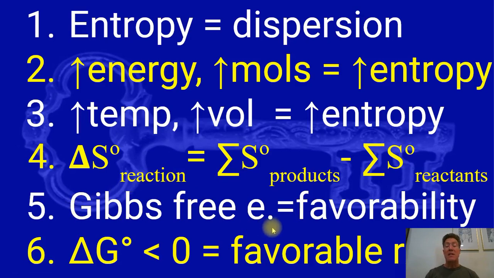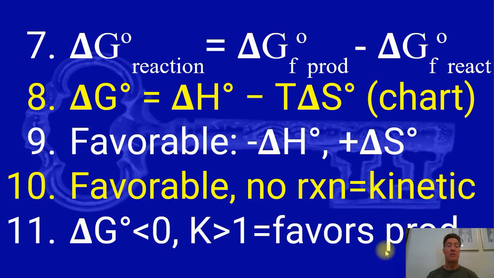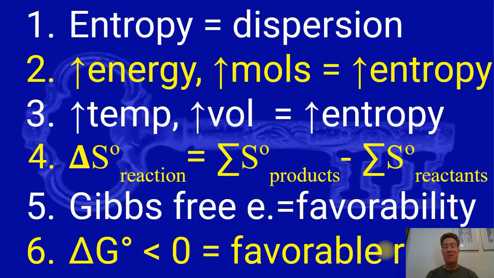Gibbs free energy tracks the favorability of a reaction. And so when delta G is less than 0, if it's a negative number, that means there's energy that's being freed up to do work. Just like a negative delta H means there's heat energy that has been freed up that can do work. So a negative delta G means it is a favorable, spontaneous reaction, thermodynamically favorable reaction. It might not be spontaneous, as we'll see, because it might be under kinetic control, but from a thermodynamic point of view, it is favorable.